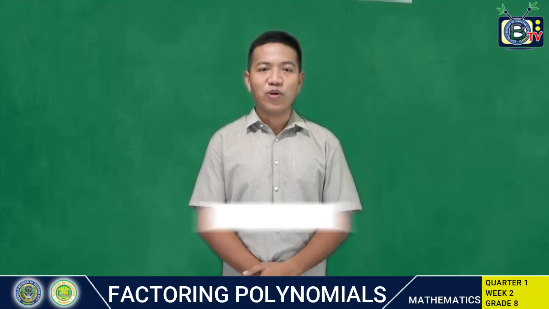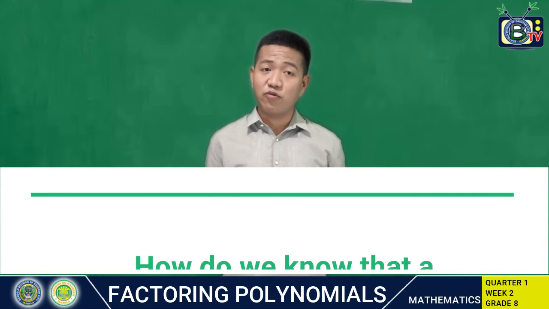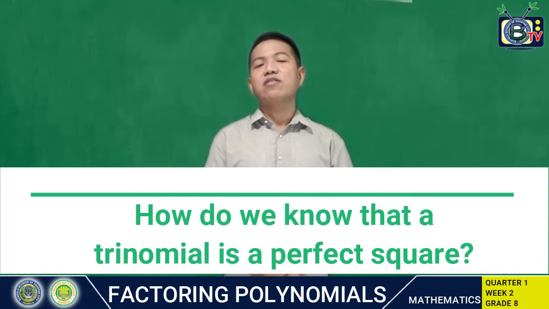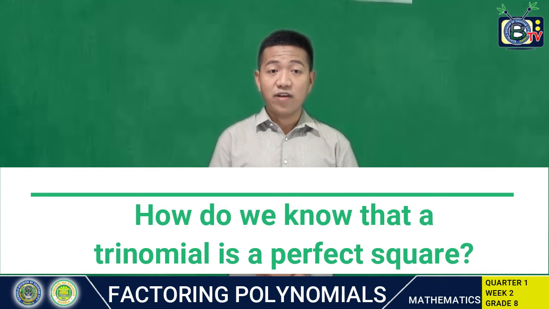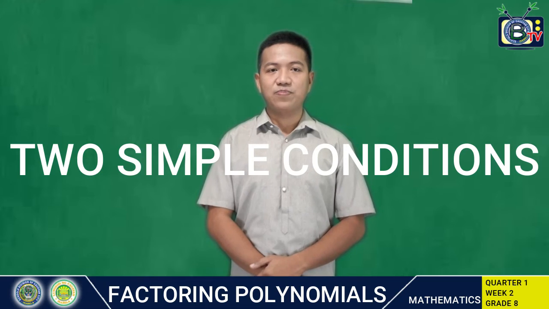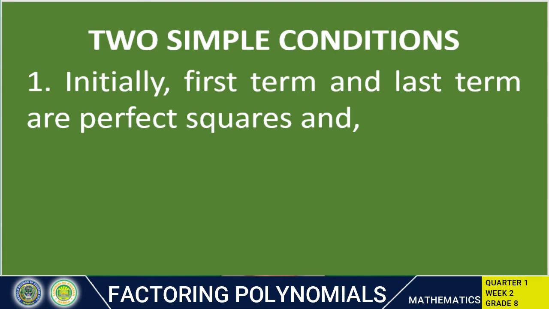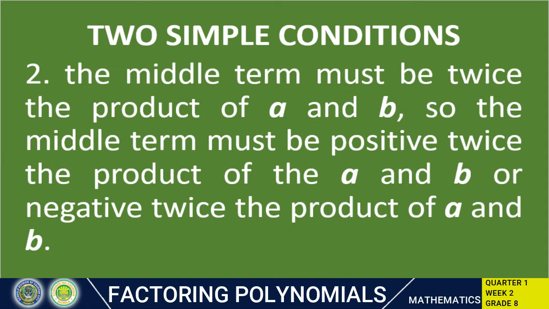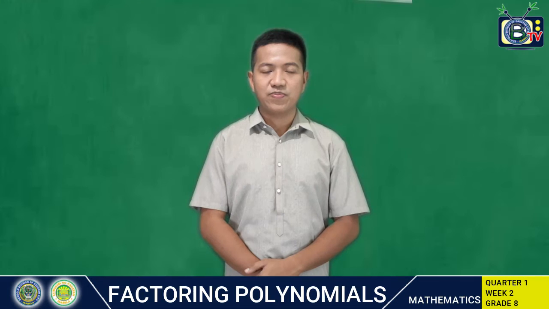But how do we know that a trinomial is a perfect square trinomial? For us to say that a trinomial is a perfect square, it must satisfy two simple conditions. First, the first term and last term are perfect squares, and the middle term must be twice the product of a and b. So the middle term must be positive twice the product of a and b, or negative twice the product of a and b.